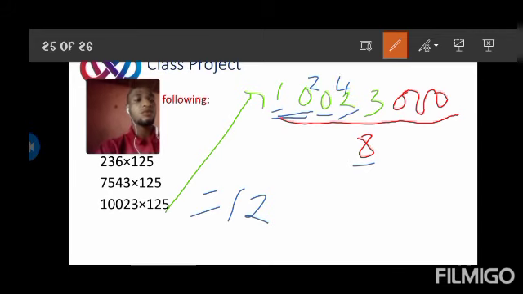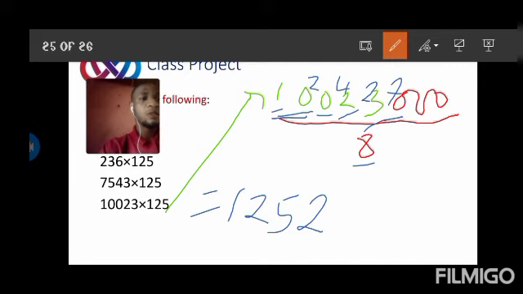We make it 42. 8 in 42 is 5. Yes, 8 times 5 is 40. 42 minus 40 is 2. So I'll bring the 2. We make it 23. 8 in 23 is 2. 8 times 2 is 16. So 23 minus 16 is 7. I'll bring the 7 here. So 8 in 70 is 8. 8 times 8 is 64. So 70 minus 64 will be 6.